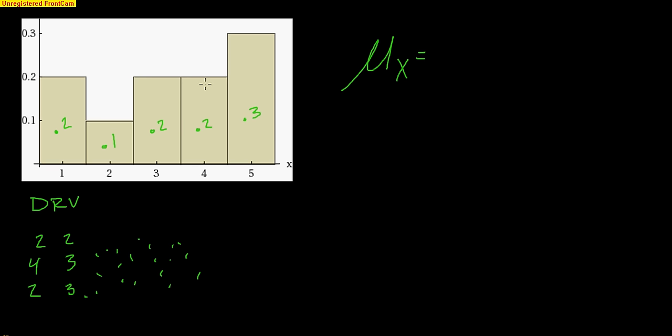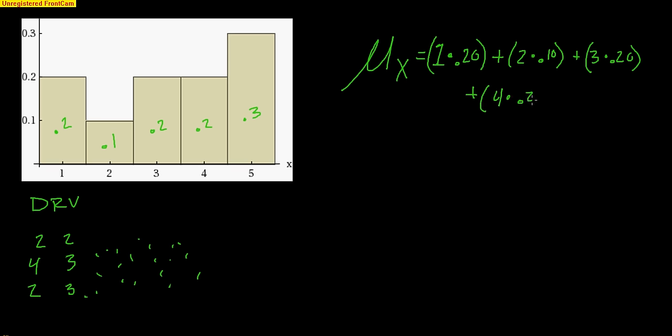Well, this is actually really easy to calculate. The formula here is very simple. All you got to do is take each outcome times its probability. So I would take the first outcome of 1 times its probability, 0.2, plus the next outcome of 2 times its probability of 0.10, plus the next outcome of 3 times its probability of 0.20, plus the next outcome of 4 times its probability of 0.20, plus the last outcome of 5 times its probability of 0.30.